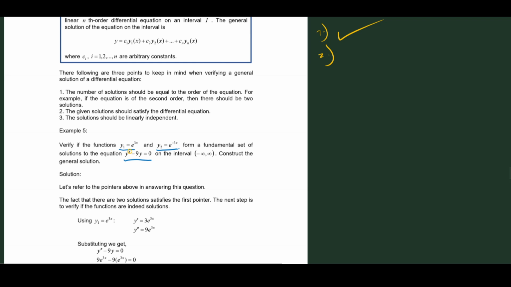Let's use the first solution, y1, where y is equal to e raised to 3x. Okay, so let's get the first derivative. That would be 3 e raised to 3x, and then the second derivative is 9 e raised to 3x, right? Okay, so now that we have this, let's substitute.